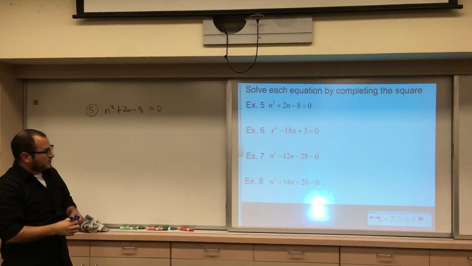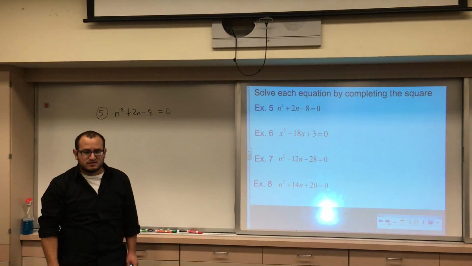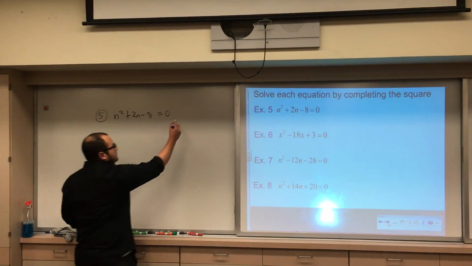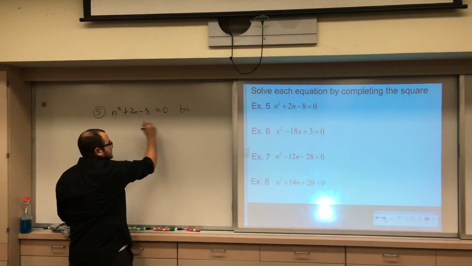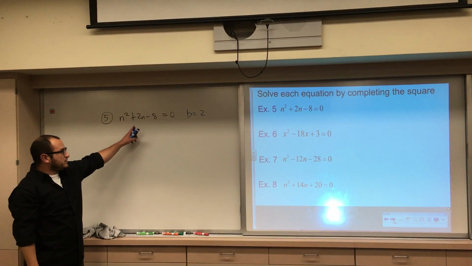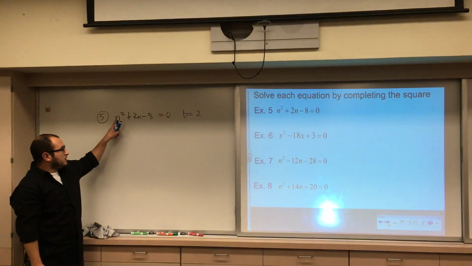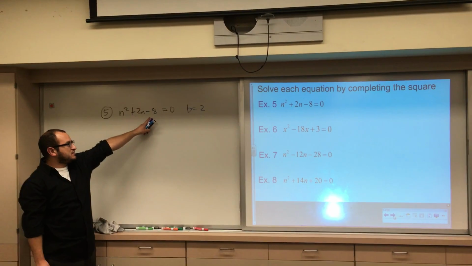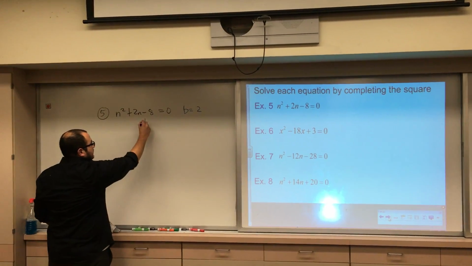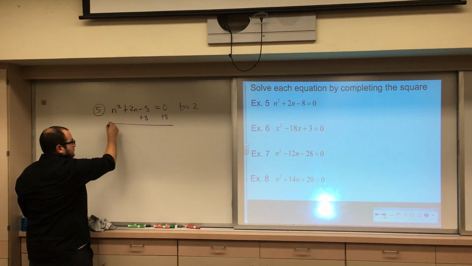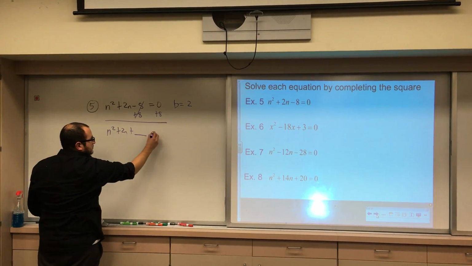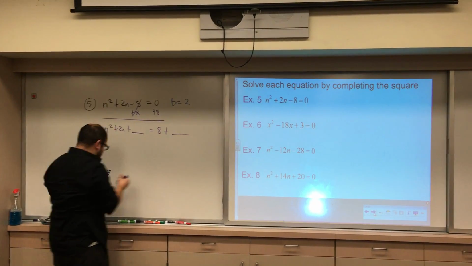Alright, so whenever you're doing these problems at home, always identify your b first. In this case, our b is the middle term, which is 2. And again, remember, we want the left side to be an expression, just the ax squared plus bx. This 8 is in the way, so I'm going to move it over by adding 8 to both sides. So I get n squared plus 2n plus blank equals 8 plus blank.